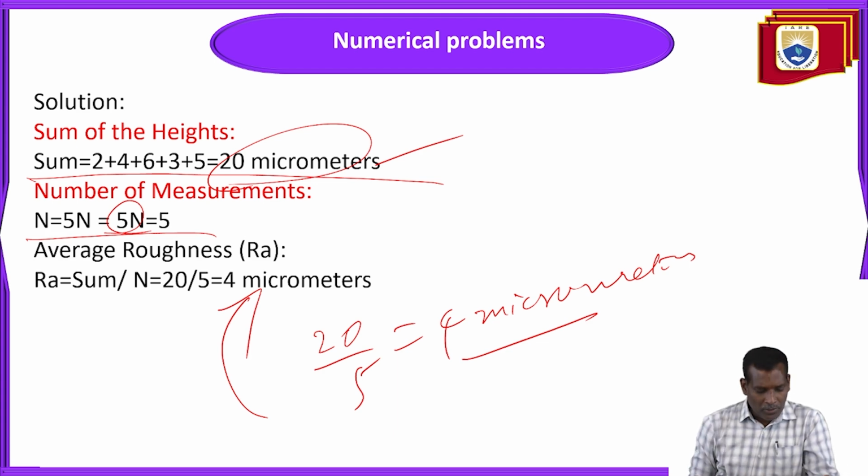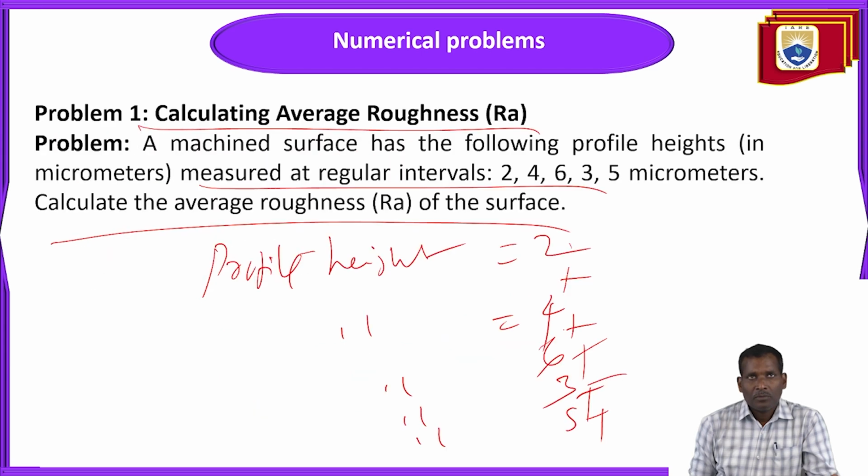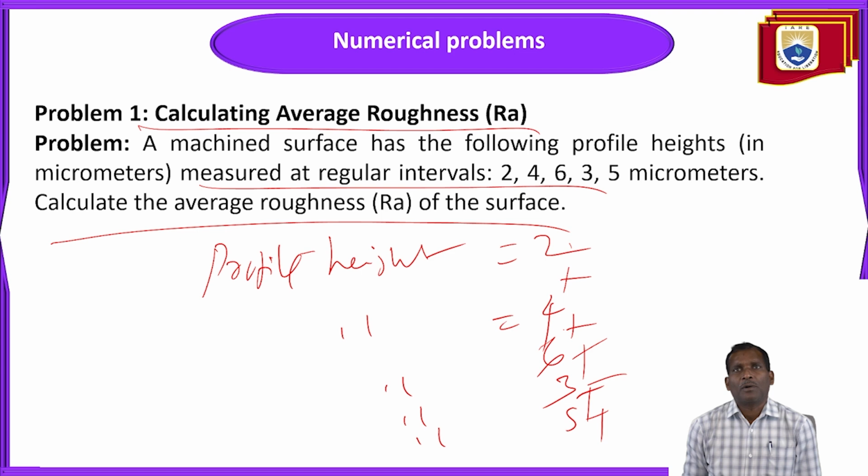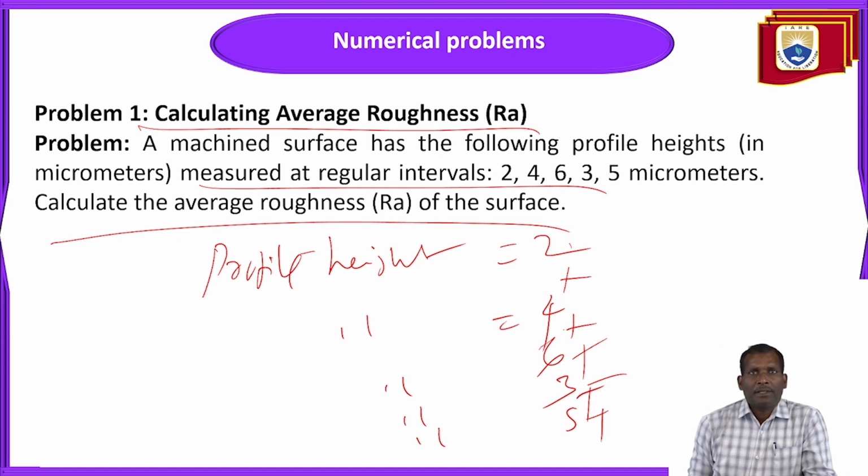For this type of problem, first you need to take the sum of profile heights, and then calculate the average roughness by using the sum of profile heights upon the total number of intervals.